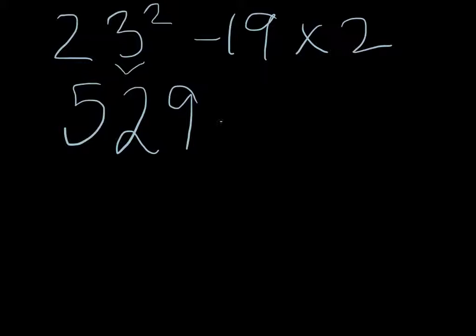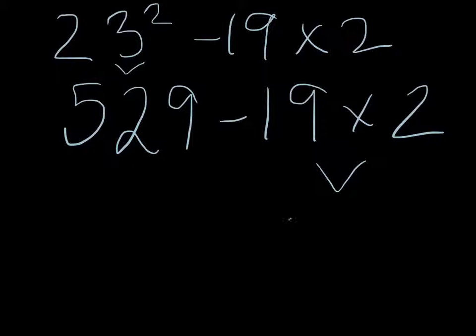Next, I rewrite. My next step is the M in GEMS. M stands for multiply and divide. I notice that my next step is 19 times 2 because that is where the multiplication comes in. 19 times 2 is 38. And now I just bring down what I have left.